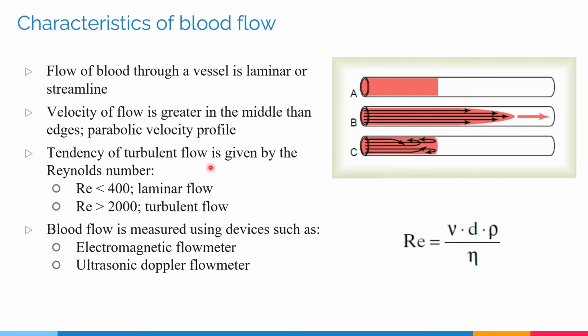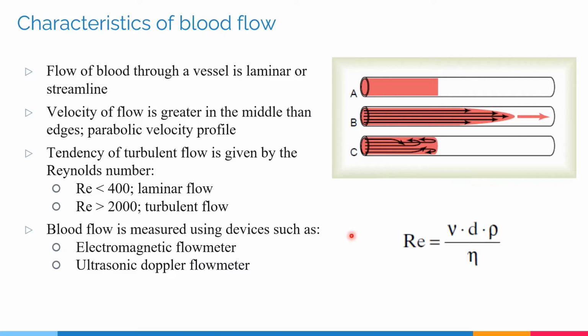The tendency of turbulent flow is given by the Reynolds number. If the Reynolds number is less than 400, we can say that the flow of blood or any other fluid is laminar, whereas if it is greater than 2000, it is turbulent. Reynolds number is given by the formula right here, which is Re equal to dVρ/η, where d is the diameter of the blood vessel, ρ is the density, V is the velocity of blood flow, and η is the viscosity of blood.